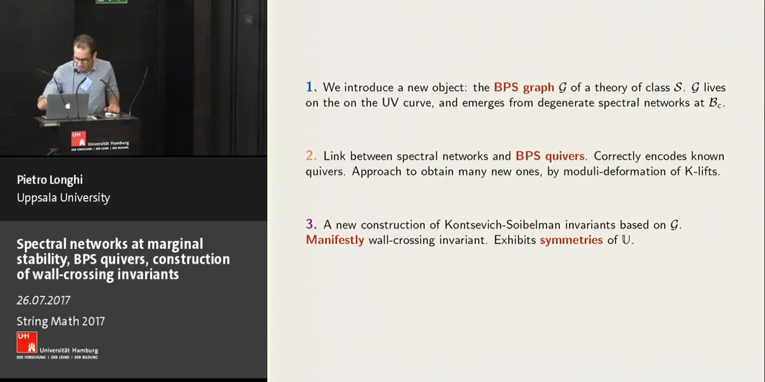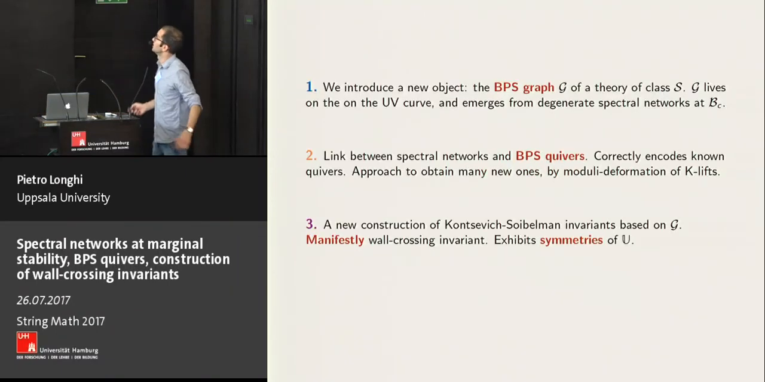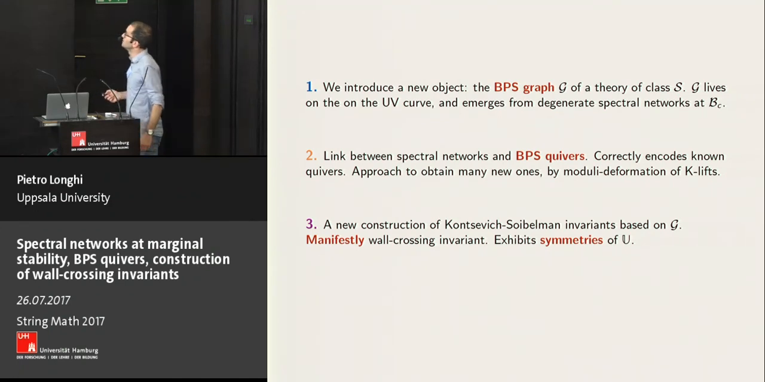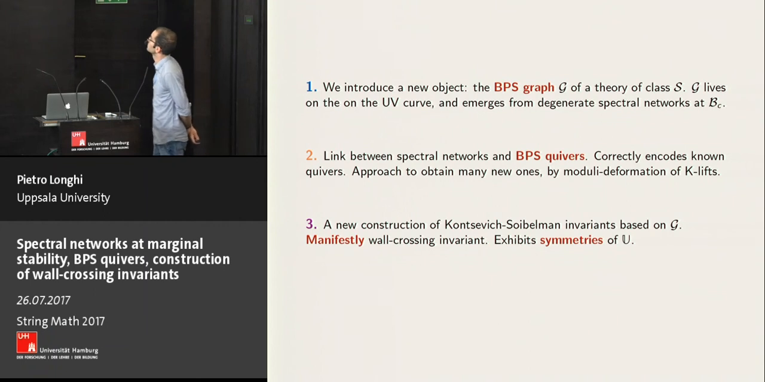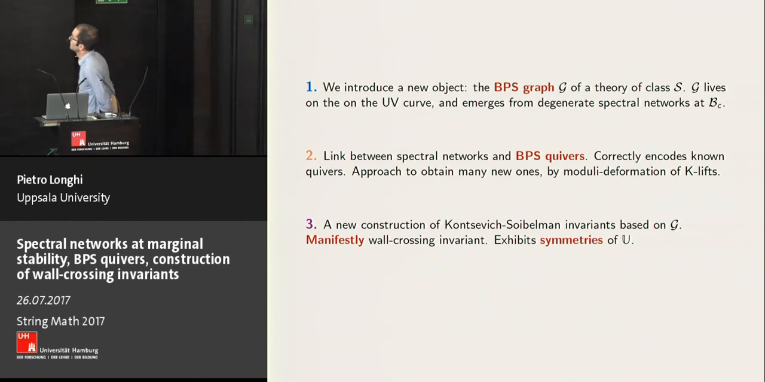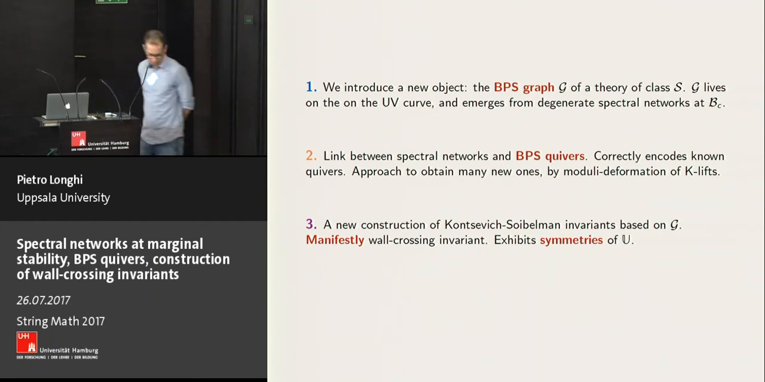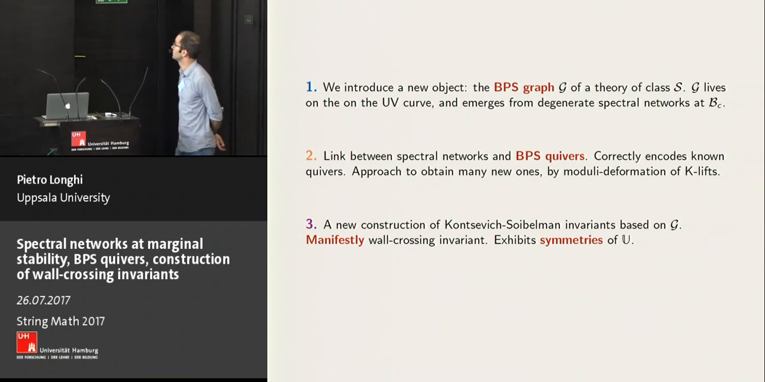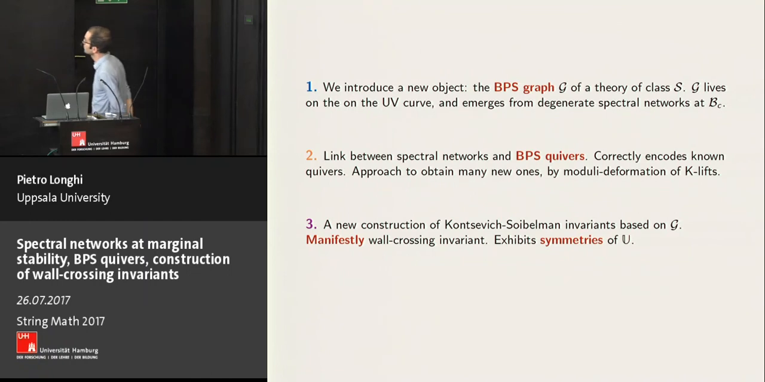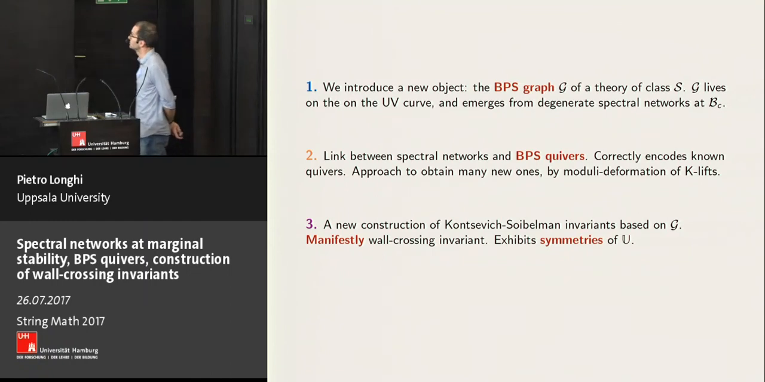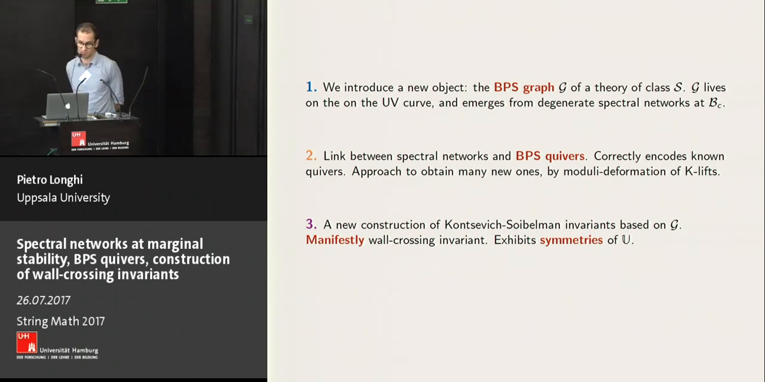So to wrap up, we define new objects called BPS graphs on the UV curve of a theory of class S. These establish a link between spectral networks and BPS quivers. And they're also interesting because they give a completely new construction of wall crossing invariants of Kontsevich and Soibelman, which is manifestly invariant under wall crossing in the sense that it doesn't use information about the spectrum. And it has the added advantage of exhibiting symmetries of the monodromy directly at the level of the graph.